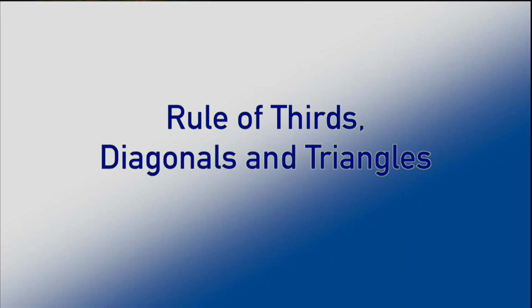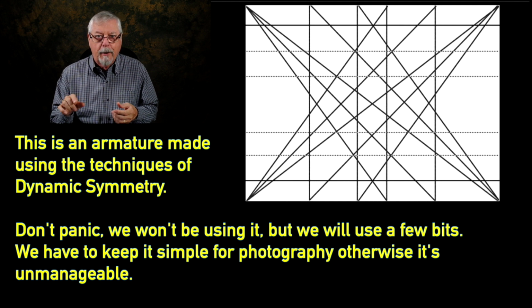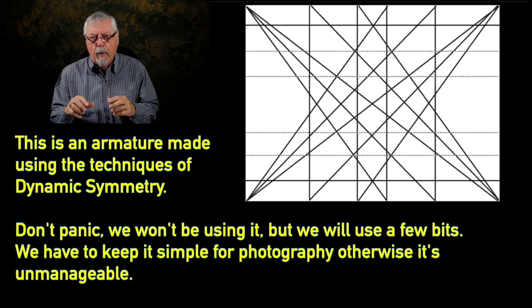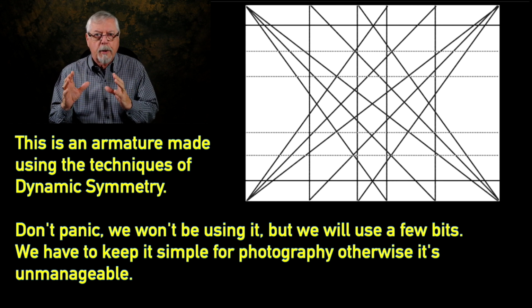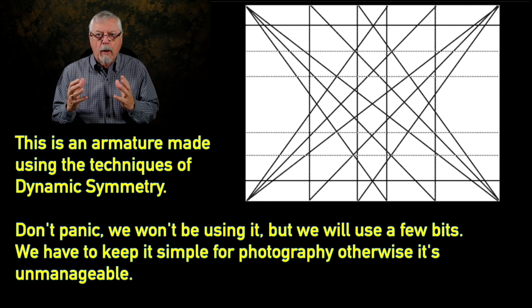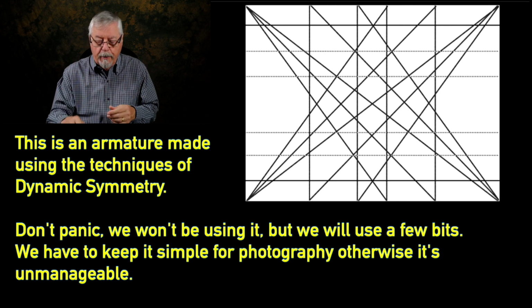Now we're going on to rule of thirds, diagonals, and triangles. And don't worry, we're not going to be using that thing. I'm just using that as an example of what dynamic symmetry looks like and why it's not practical for photography. But we will be using a little bit of that, and you'll see how we use either rule of thirds, lines, diagonals, triangles to try and either resurrect a photo in editing or to take the photo.